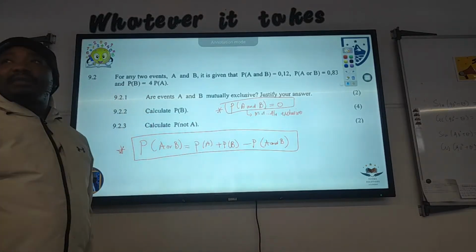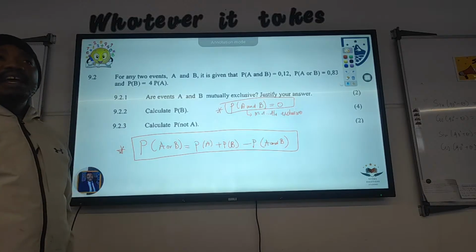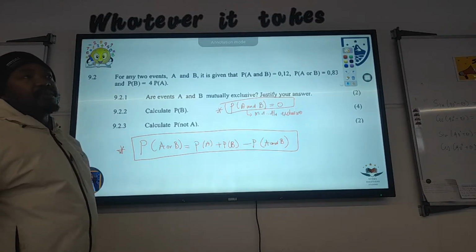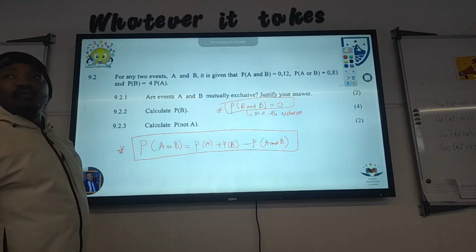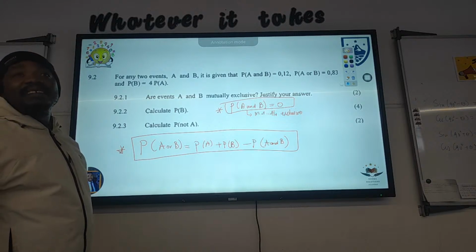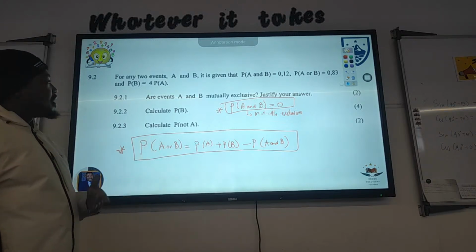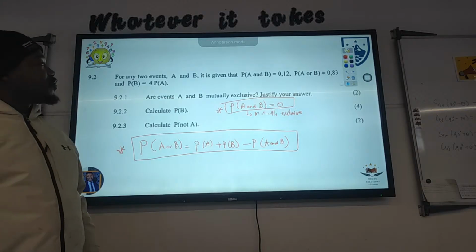How would you know that something is mutually exclusive? Is the probability of P(A and B), or the probability of those two events happening at the same time, equal to 0? If it does, then we know that those are mutually exclusive.